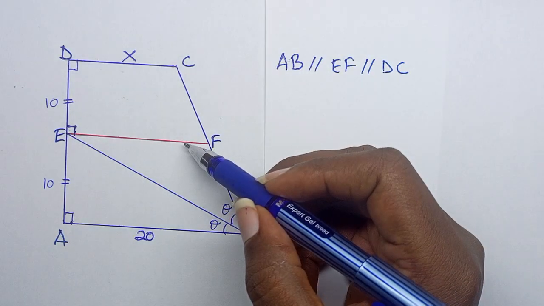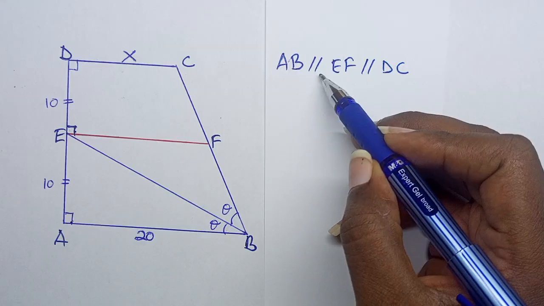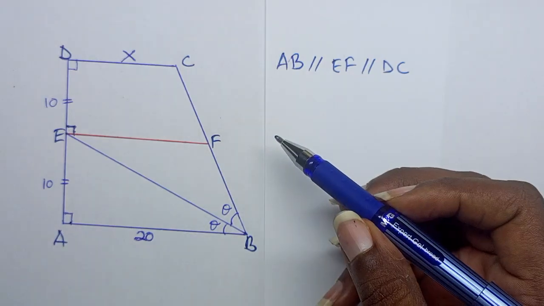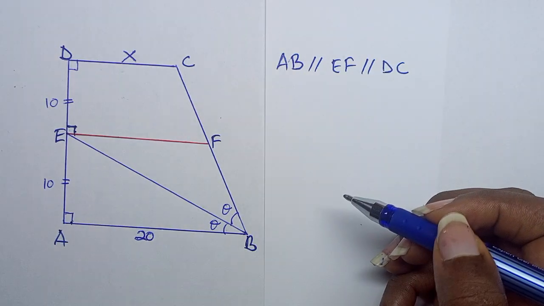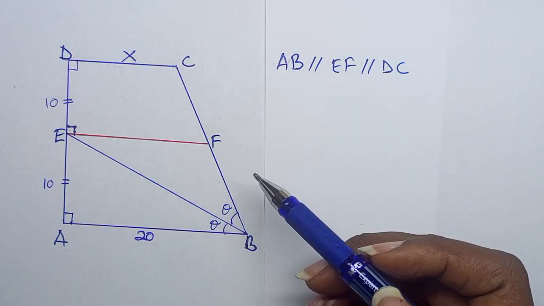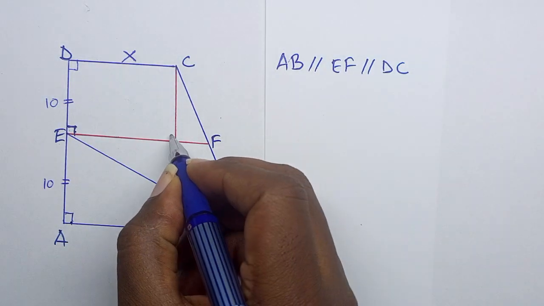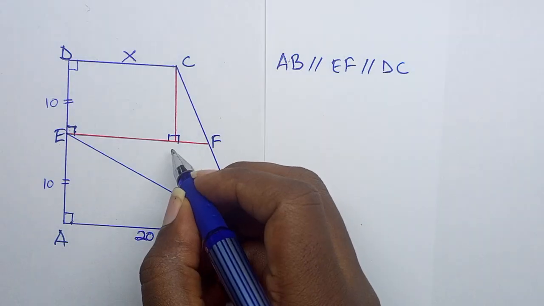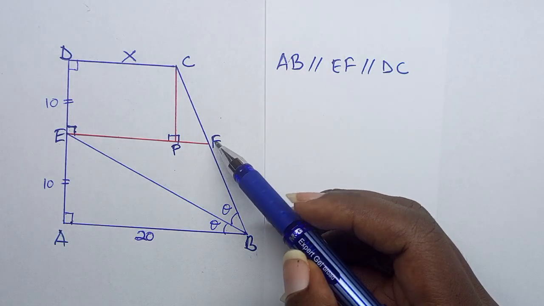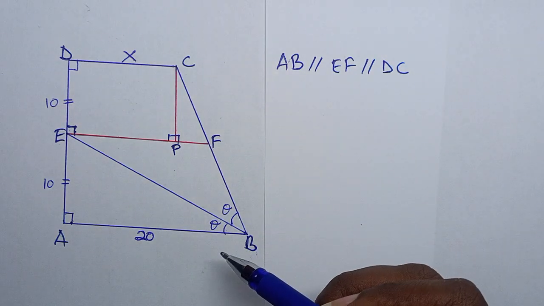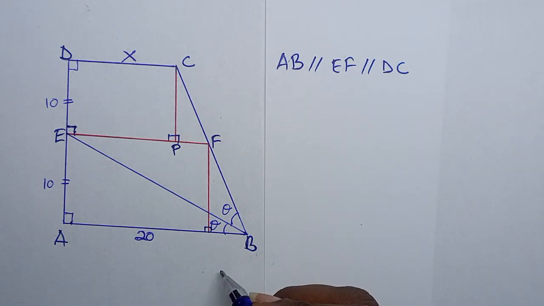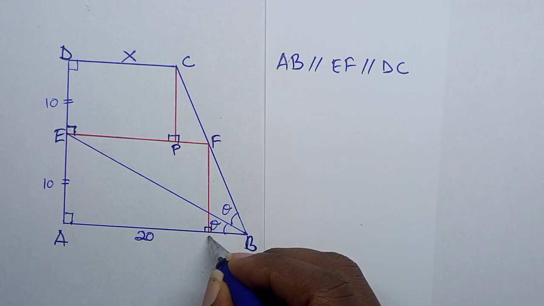This line AB is parallel to EF. This line is parallel to this line, which is also parallel to this line DC. Let's draw another perpendicular from this point C to meet this line EF. So here is the perpendicular line. Let me call this point P. Now I'm going to draw another perpendicular line from this point F to meet this line AB. Just like this. So this line is also perpendicular to AB. Let me call this point Q.